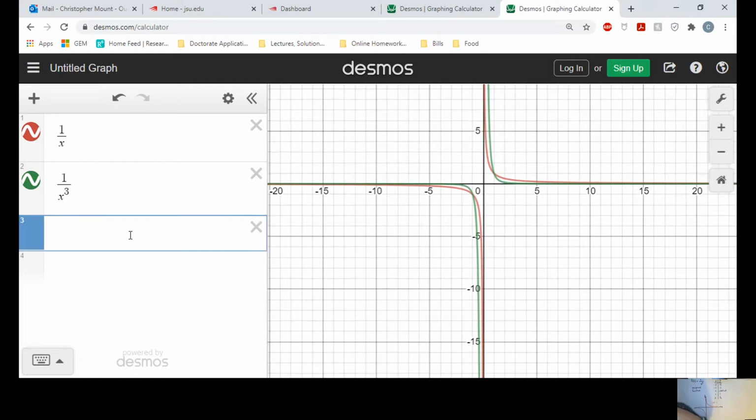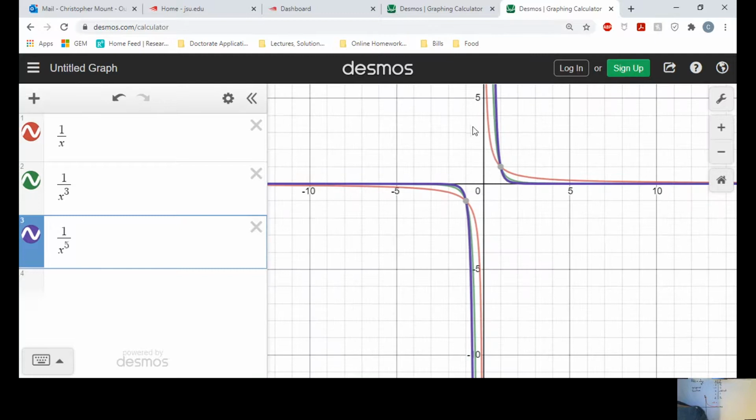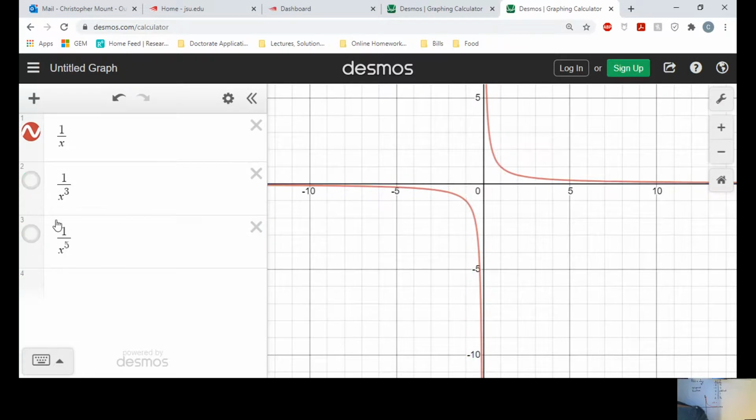There's 1 over x cubed. 1 over x to the fifth. So you see they all kind of have the same general shape, where it's like an L thing happening in the first quadrant and a weird upside down L looking thing in the third quadrant. Notice though, there's the red one and then the green one. As we get higher in the exponents, but maintaining that they're odd, something is changing, right? They're getting more squarish, right?